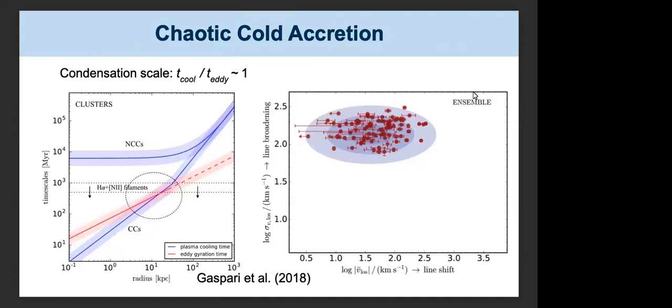So we expect that to happen in the scales where the cooling time of the gas surrounding is around the same order of time as the turbulent eddy time. So in that range, we would expect to see this chaotic rain, so condensation. And also, the simulations predict and observations have been confirming that these filaments caused by that would have low velocity shifts, but very broad lines, so a lot of turbulence. So in that case, we would say that we are seeing AGN feeding.